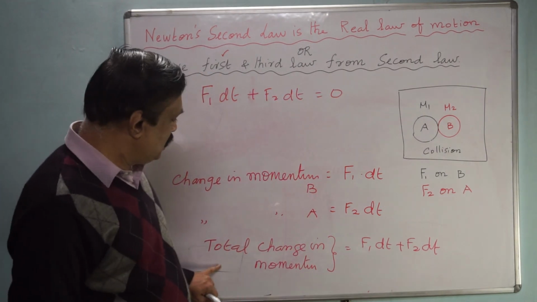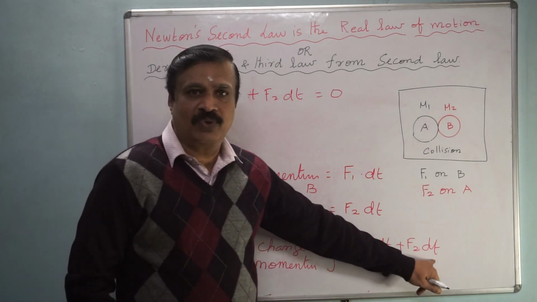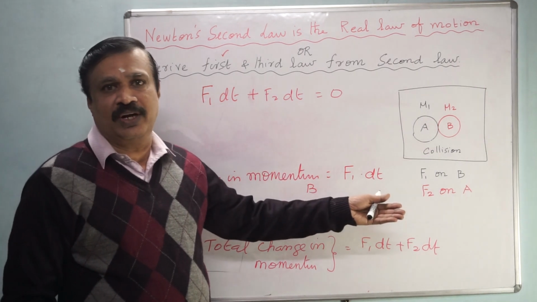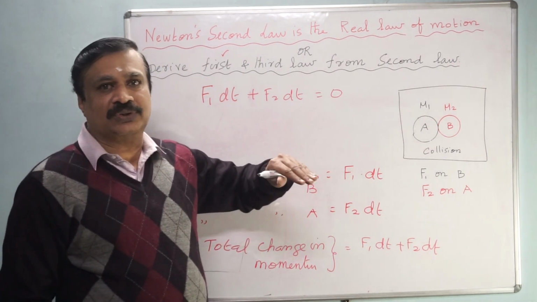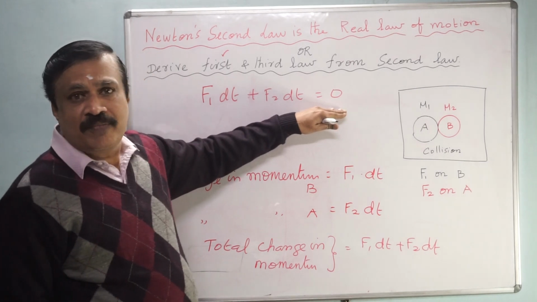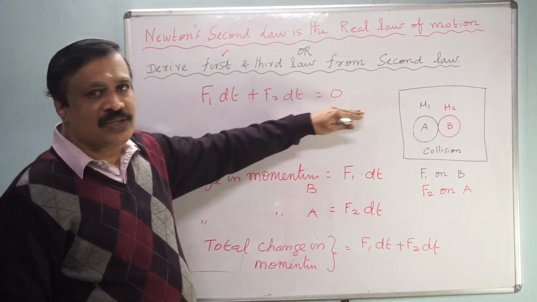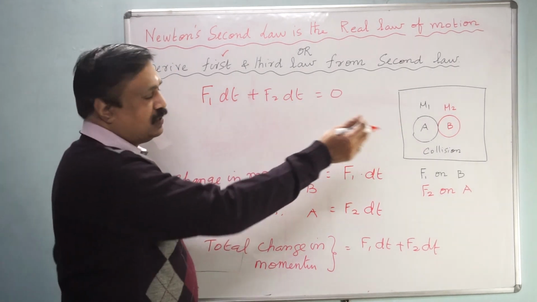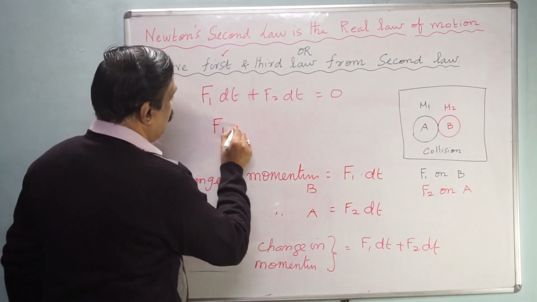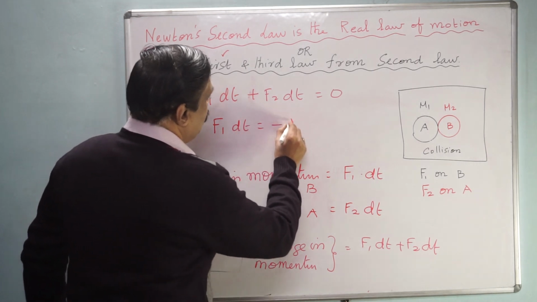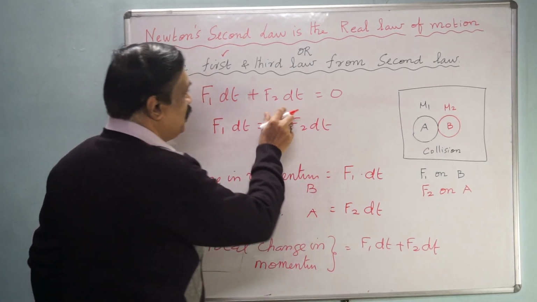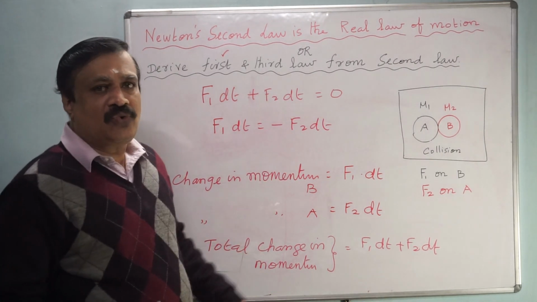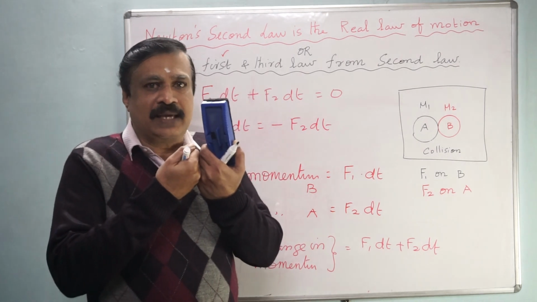That means total change in momentum equals this much. Now, total change in momentum is caused by external force only. If there is no external force, then it is 0. Therefore, change in momentum is equal to 0. Now you can take either this or this to the other side. Therefore, F1 dt equal to minus F2 dt, because you are taking this to the other side and it becomes minus.